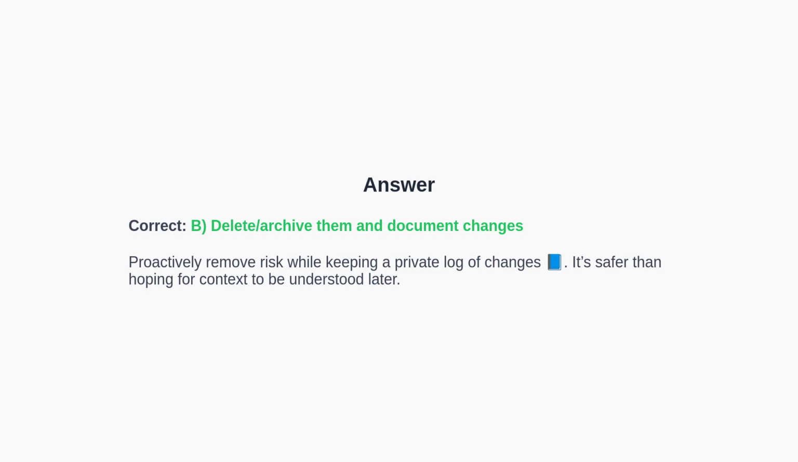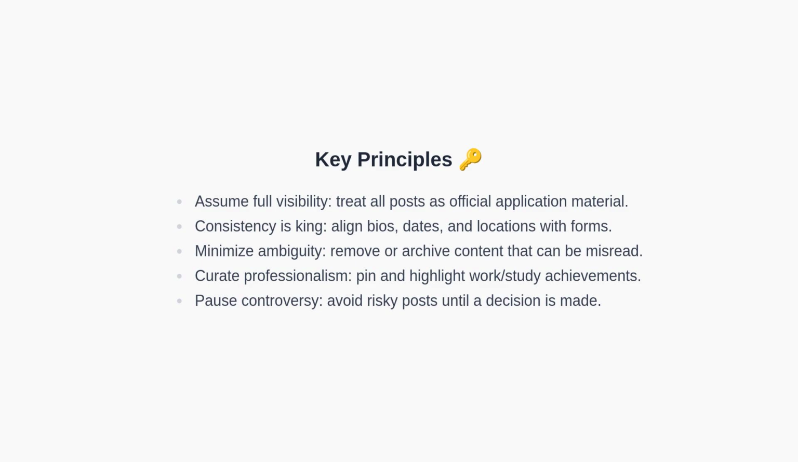The correct answer is B. It is advisable to archive or delete content that could be misread and keep a private log of what you changed. Relying on context being understood later is risky, and making accounts private after applying contradicts the requirement to keep them public for review. As we near the end, remember these core principles.